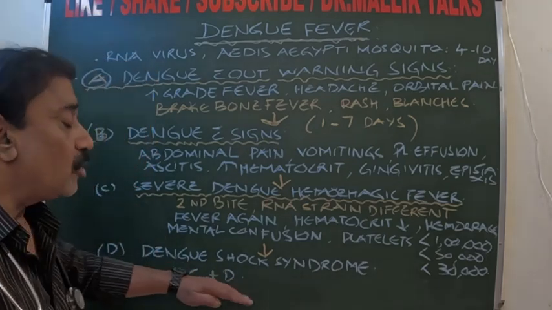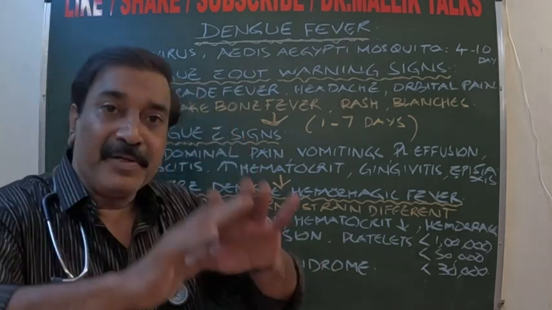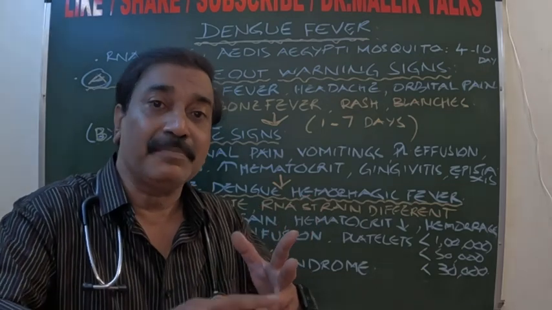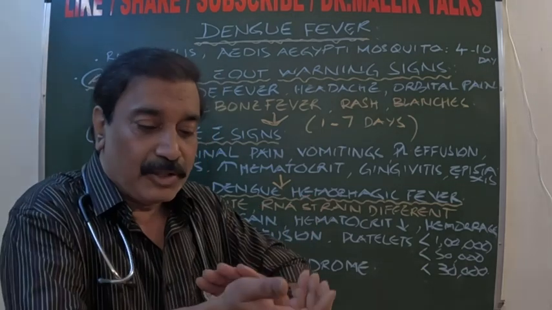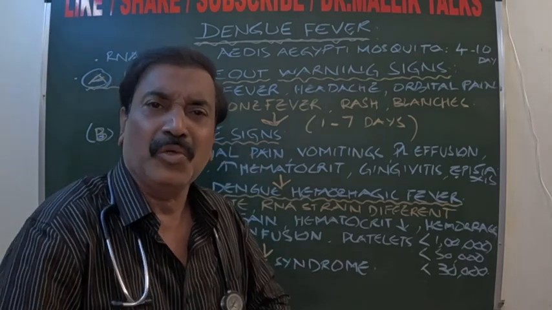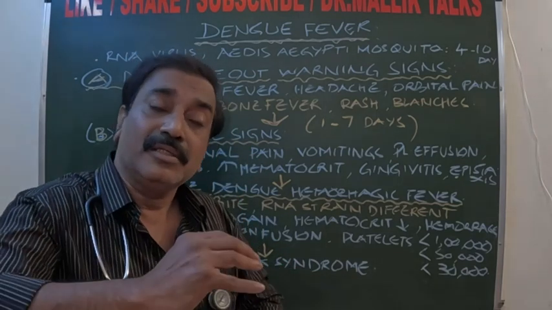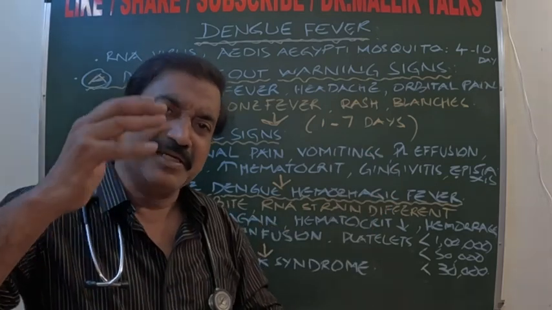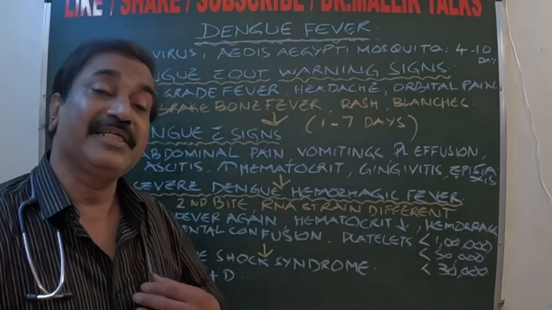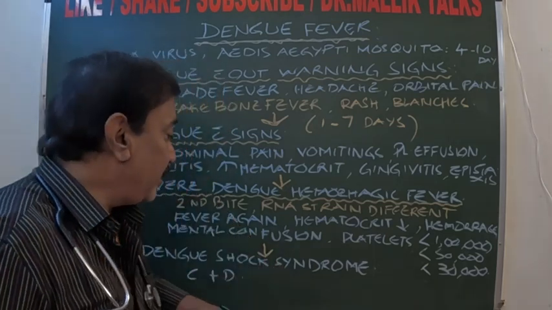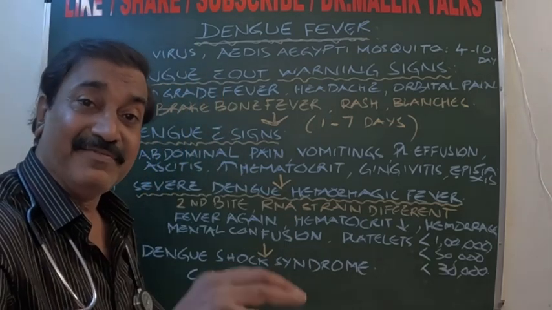Dengue shock syndrome is nothing but the BP falls. What is shock? The BP falls, the pulse falls. That means the pulse volume, not the pulse rate. You are not able to feel the pulse. It is so low. Sometimes there will be severe tachycardia, like 120, 130 per minute. The heart rate will be very high, but the pulse volume is so low that you are unable to feel it. And the BP is very low, like 80, 70.